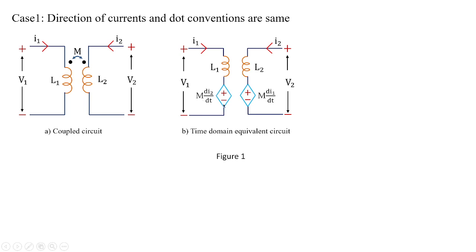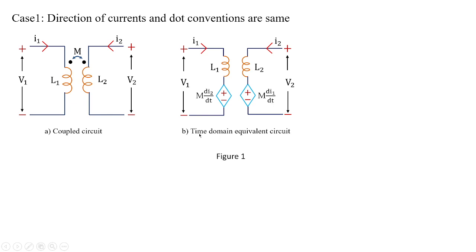That's why the dependent voltage becomes M di2 by dt. This is the voltage developed mutually in coil 1. Now when you see the secondary circuit, current I2 is flowing in L2, but the mutual inductance depends upon the flow of current in the primary circuit, and that is why a voltage is developed, a dependent voltage source whose value is M di1 by dt.